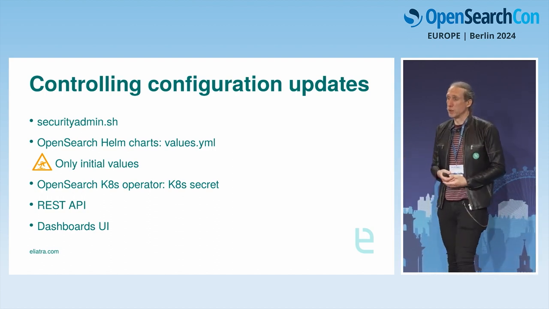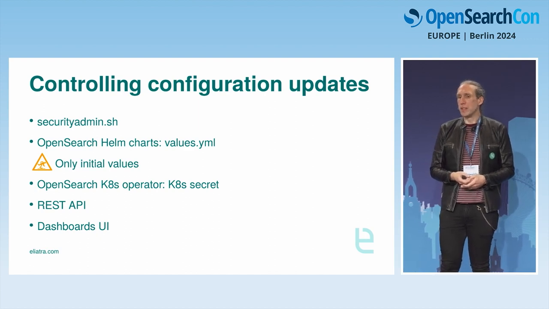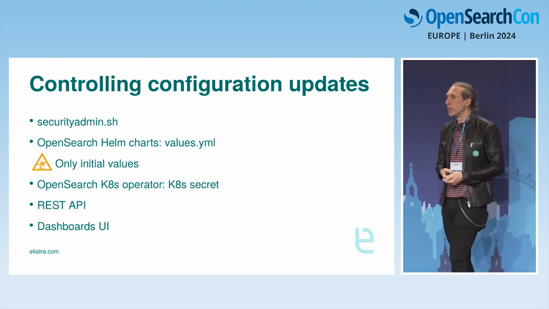But if you want to change these values later, it won't work just reapplying the Helm chart. You actually need to rerun the security admin tool on that cluster then. That might be a bit unexpected. At least I was kind of thinking, oh, why did I change my values now, but they didn't actually change? Yeah, it's just because another call of the security admin tool is needed.